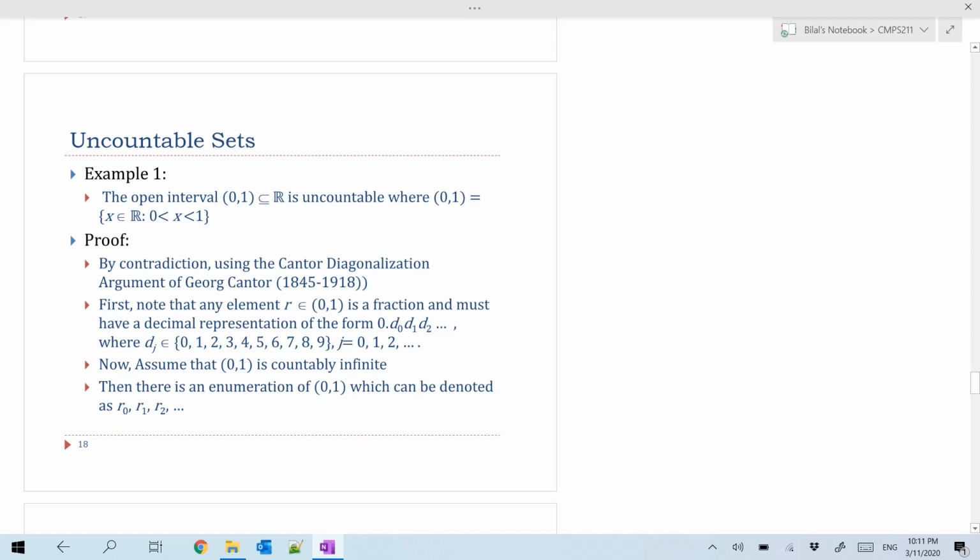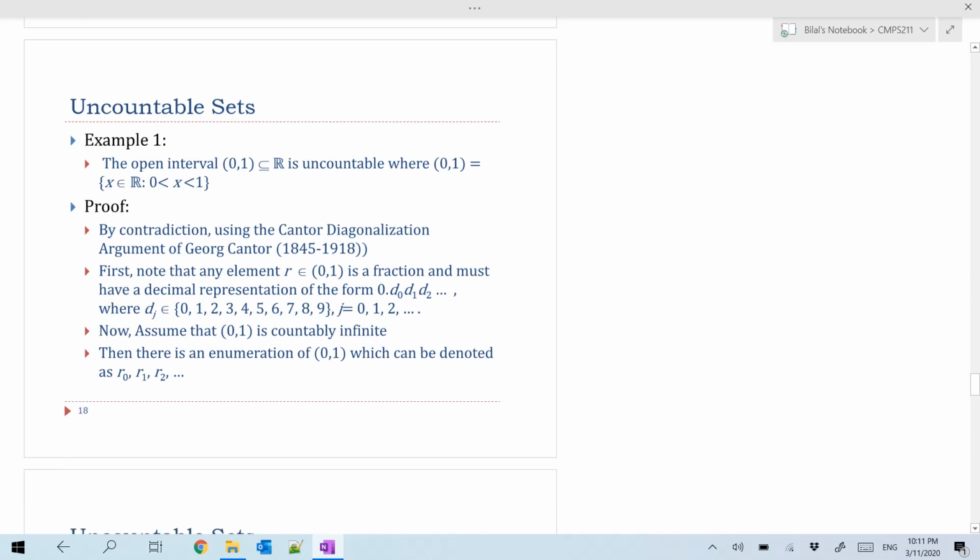So now, how to check that we cannot come up with a bijection between the set of natural integers N and the set R, or even better, a very tiny subset of R, which is the interval (0, 1), the set of all the real numbers that are strictly greater than 0 and strictly less than 1?